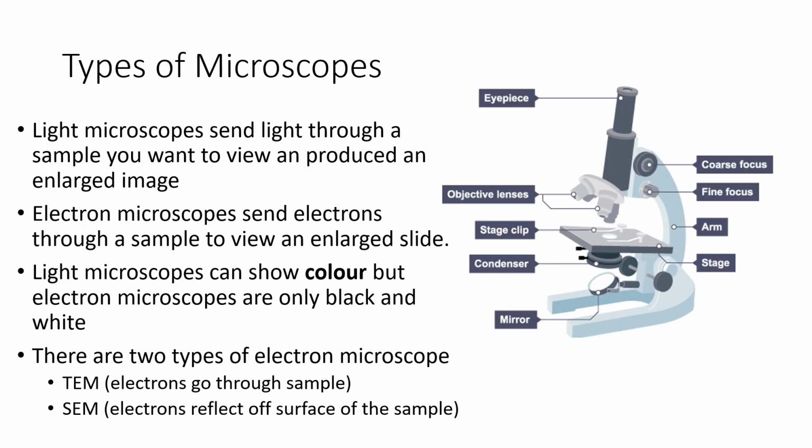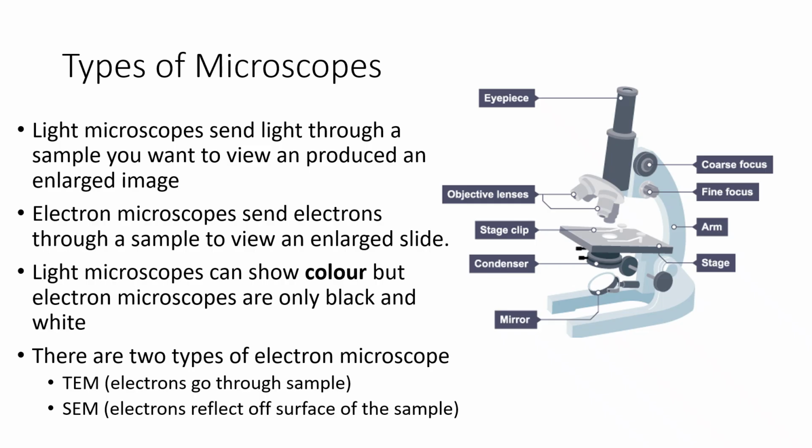So all microscopes can be broken down into two main categories. We have our light microscopes, and our light microscopes are really useful for seeing things that are alive, and they're really useful for seeing things in color. But they don't give us a huge amount of detail. So what we can use is electron microscopes. And electron microscopes give us what's called a much higher resolution and a much higher magnification.